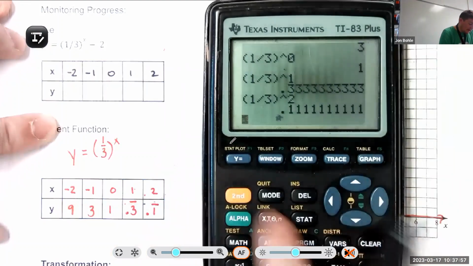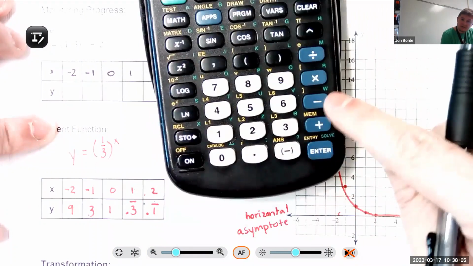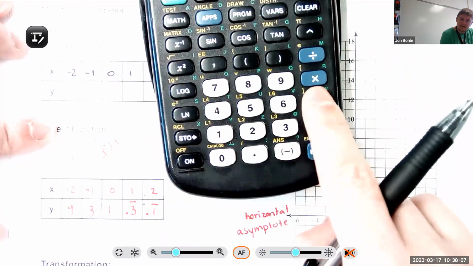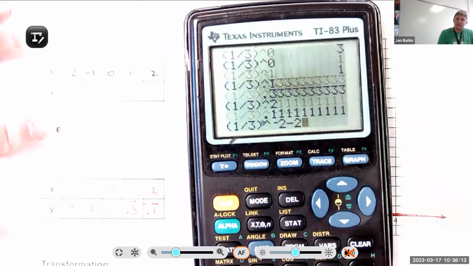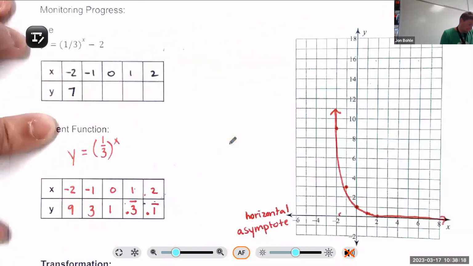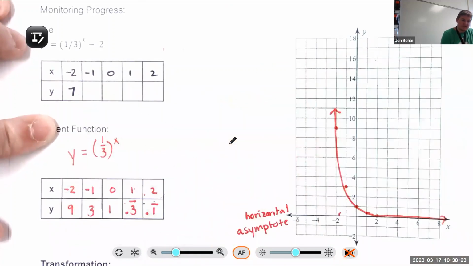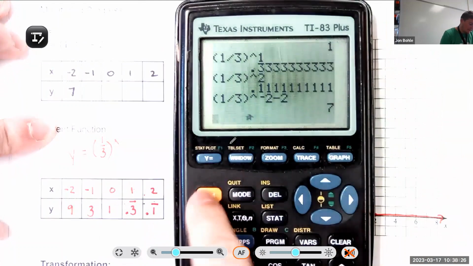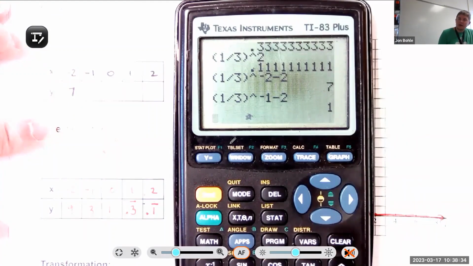All right, so now we're going to do the same thing. My first one's -2, but now I have to subtract 2. So make sure you use the minus sign here and not the negative number. So I have to go minus 2. That's kind of what it should look like. I hit enter and I get 7. So it took this graph, which was at 9, and now it's at 7. Now we're going to do the same thing. Instead of the negative second power, now I'm going to do the negative first power. And now I'm at 1.